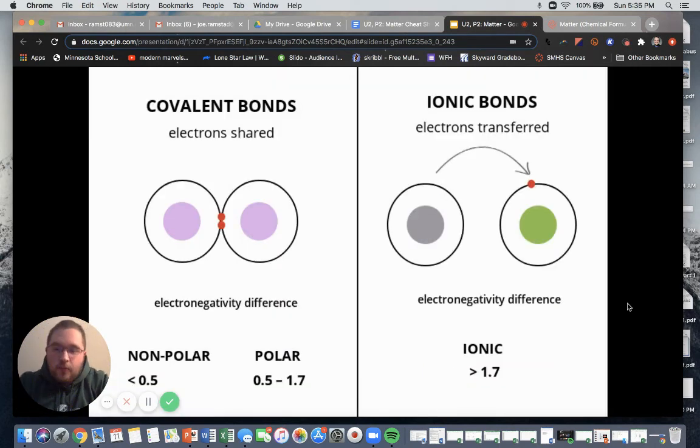If you take anything away from this short presentation, I want you to know this. Covalent bonds mean that electrons are shared. Ionic bonds mean that electrons are transferred. Hopefully this diagram kind of helps make sense of that.